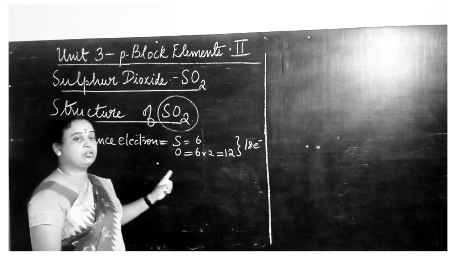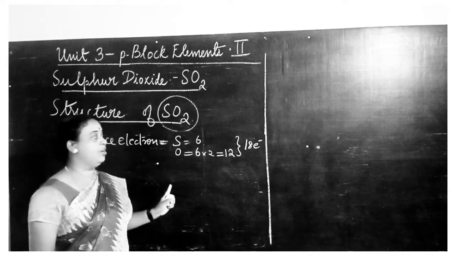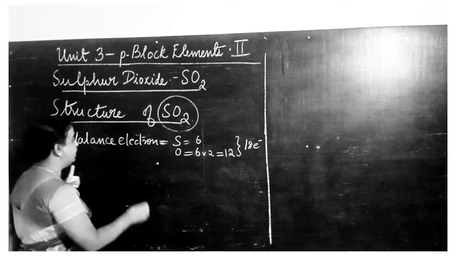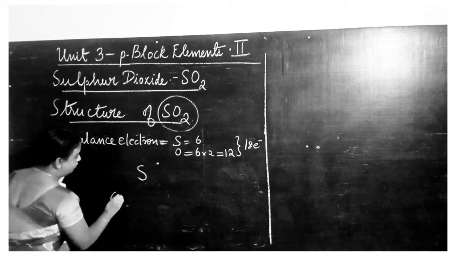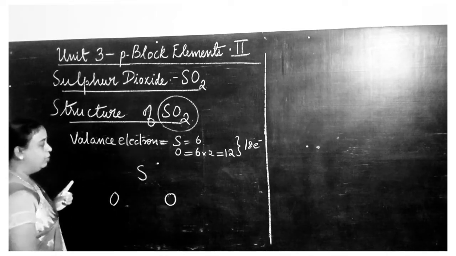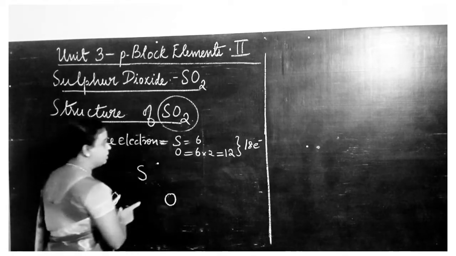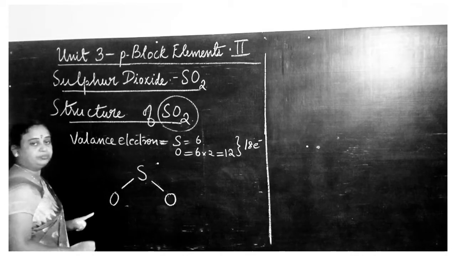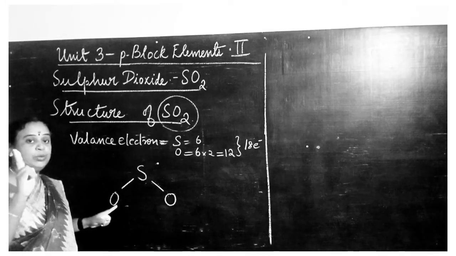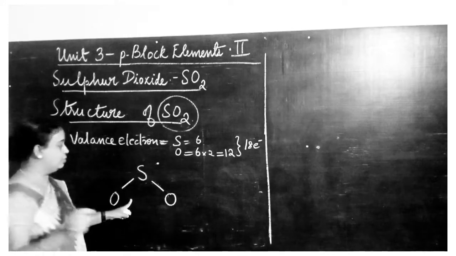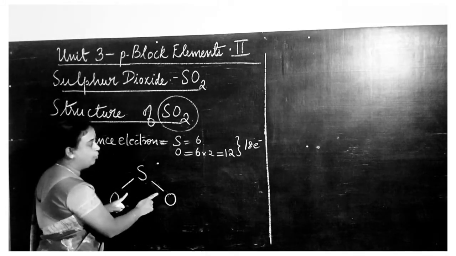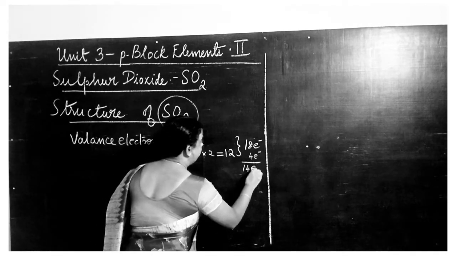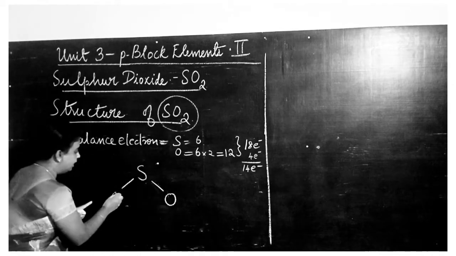Now these 18 electrons should be represented in the structure of sulfur dioxide. We know there is one sulfur atom and 2 oxygen atoms, so I represent it here: one sulfur, one oxygen, another oxygen. I put one bond here and another bond here. One bond means 2 electrons, so here also 2 electrons, altogether 4 electrons. From the 18, when I subtract 4 electrons, you get 14 electrons. Now these 14 valence electrons should be represented here.